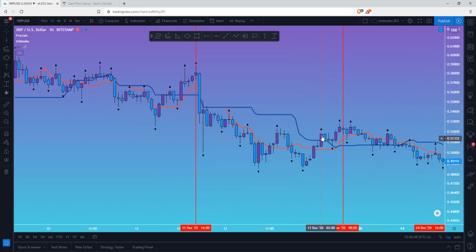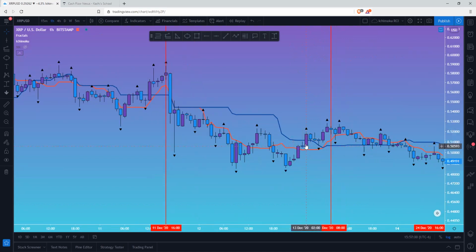So you would want to get out right here. Your answer wasn't wrong. You could wait for the TK cross, but it could have flown up by now. So we don't want to take that chance. We want to get out as soon as possible.